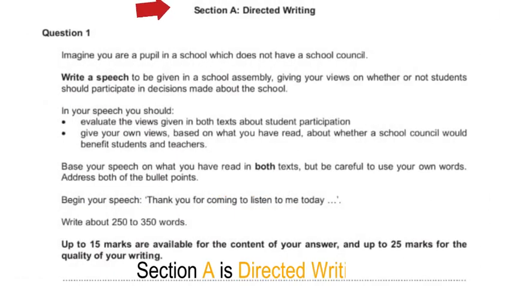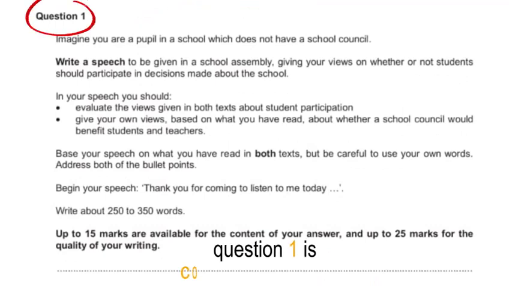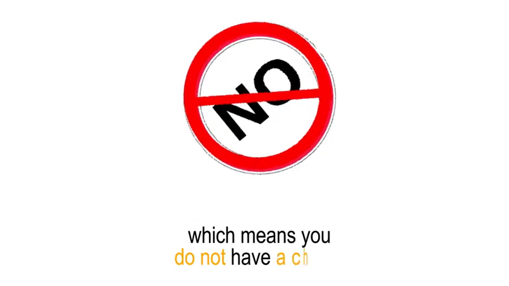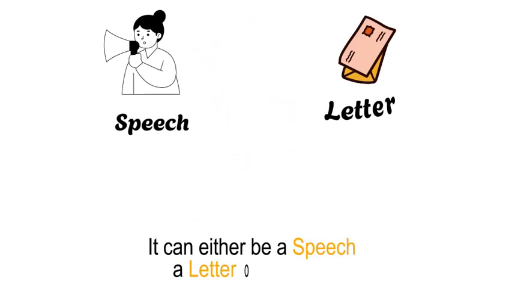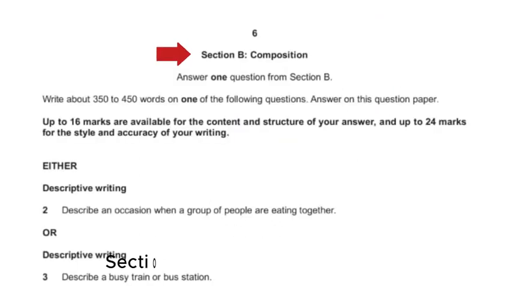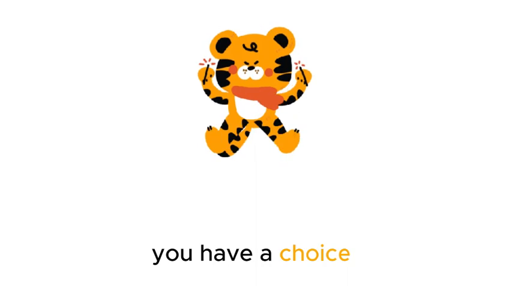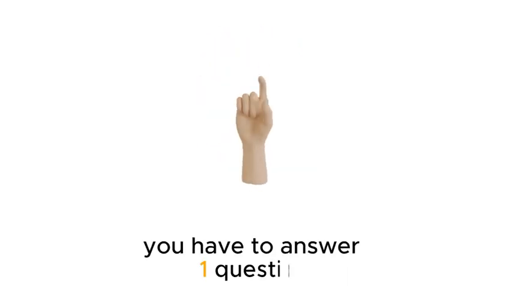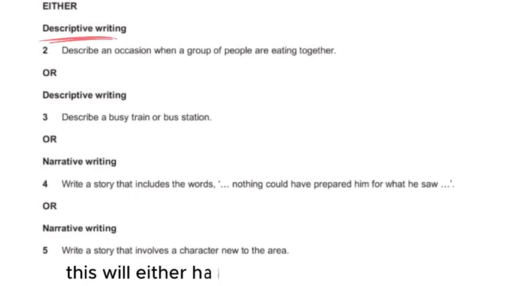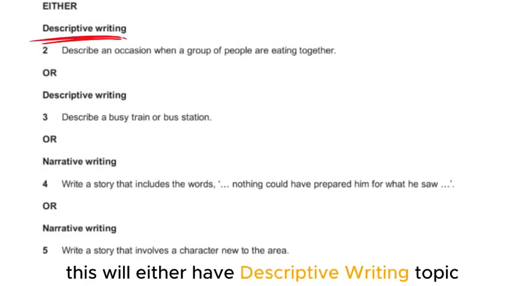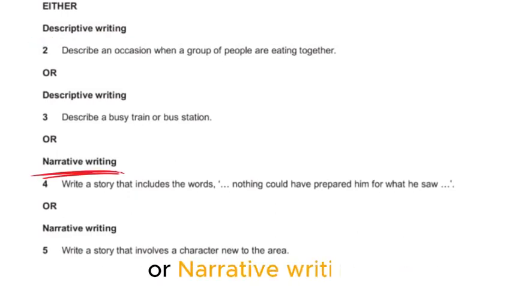Section A is directed writing. Question 1 is a compulsory question, which means you do not have a choice. It can either be a speech, a letter, or an email. Section B is the composition task. You have a choice. You have to answer one question from the options available. This will either have a descriptive writing topic or narrative writing.